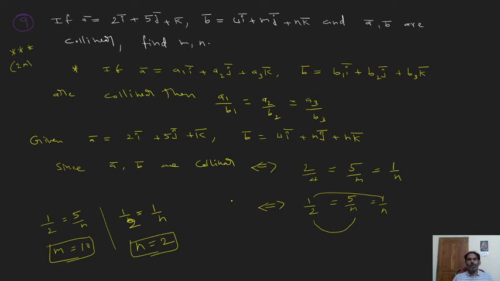Most important: first write the formula. For writing the formula, 1 mark, and for getting the answer, 1 mark. So if these two are collinear vectors, then the condition is A1 by B1 equals A2 by B2 equals A3 by B3. The ratios are equal. Otherwise we can write it the other way around, B1 by A1, B2 by A2, B3 by A3. Both are correct. Anyway, you will get the same value and the answer. This is a very important problem.